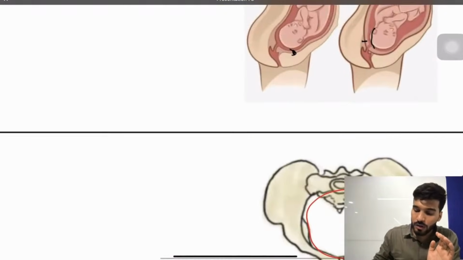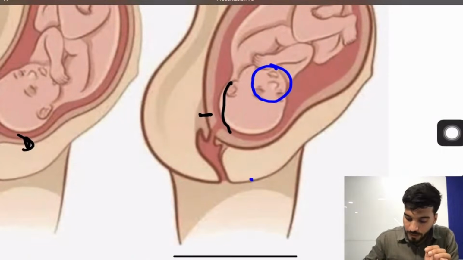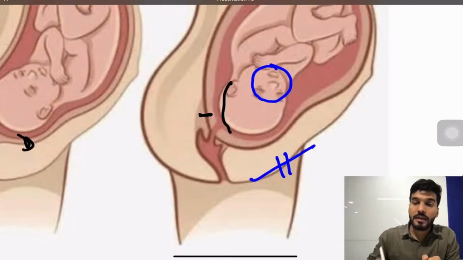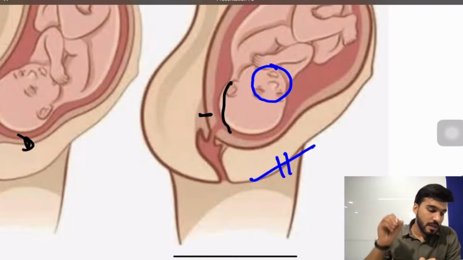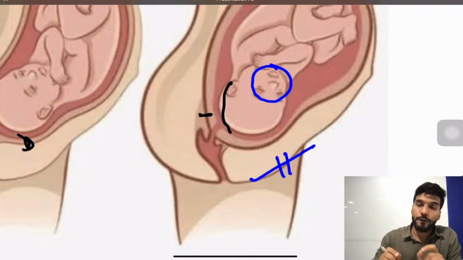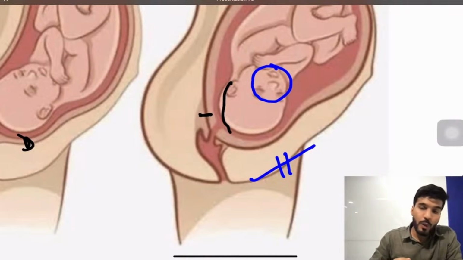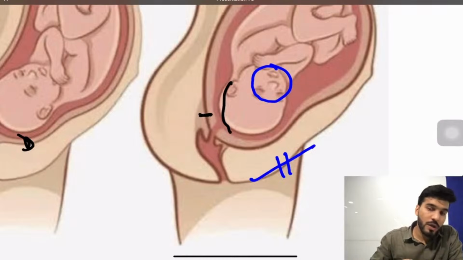Now the occiput is on the posterior side. This is going to be the face of the baby, and this is going to be the pubis part. The delivery in case of an anthropoid pelvis is going to be face to pubis delivery. Is that clear? If a question mentions face to pubis delivery, which of the following pelvis is responsible for it? What will be your answer?